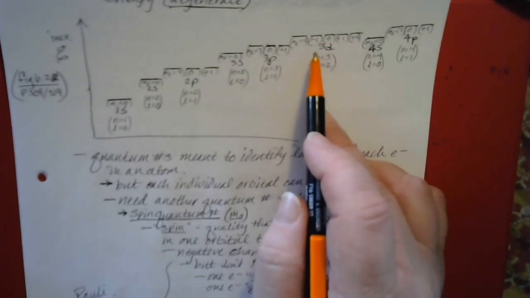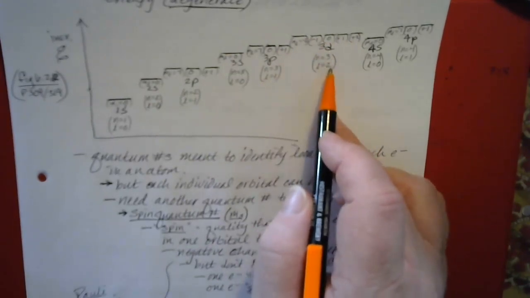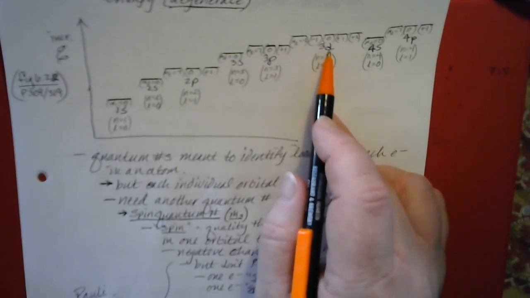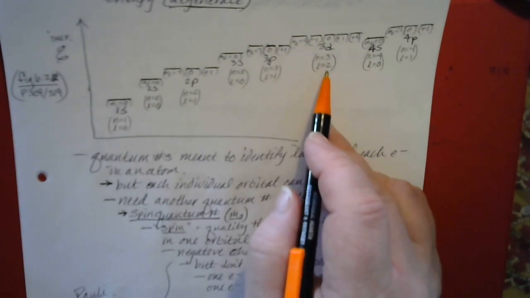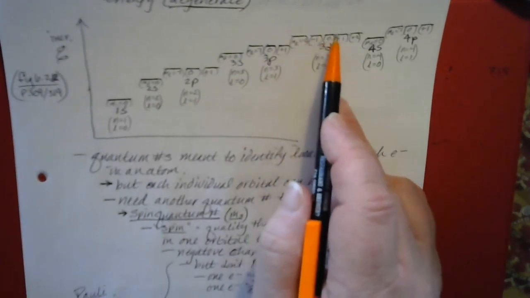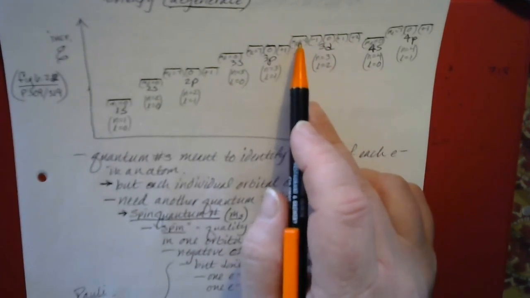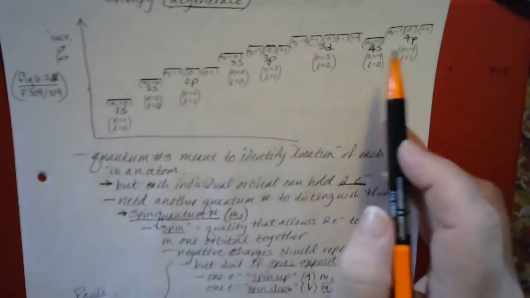For the d orbitals in the third principal energy level, now n equals 3, L equals 2, because that corresponds to d-type orbitals, and m sub L could be anywhere from -2 up to +2, which means you've got 5 possibilities. So one will be -2, -1, 0, +1, +2. And then 4s and 4p, it's basically the same idea as what we've been doing.